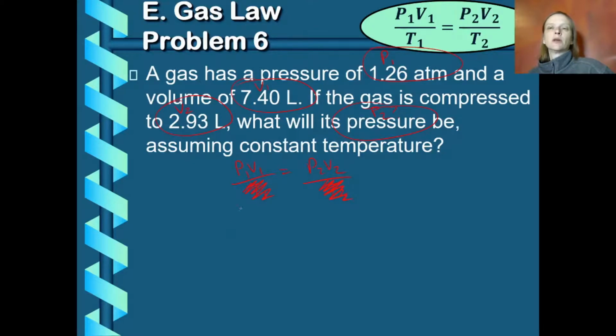We plug in our values: 1.26 atm times volume, which is 7.40 liters, equals, don't know my pressure, but I do know my volume is 2.93 liters. Divide both sides of the equation by 2.93 liters, so that I get pressure all by itself on the right-hand side of the equation. And do the math, and the calculator says your answer is 3.18225, but I can see that I should round my answer to 3 sig figs, so my final answer is 3.18, and my units are atmospheres, because the liters cancels out with the liters, and the only units I have left are atm.